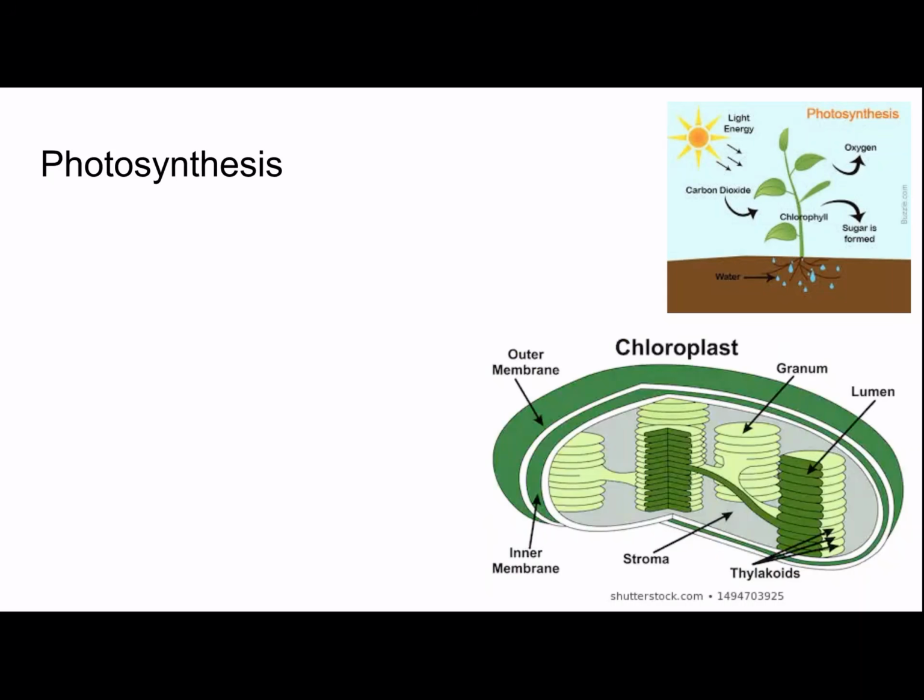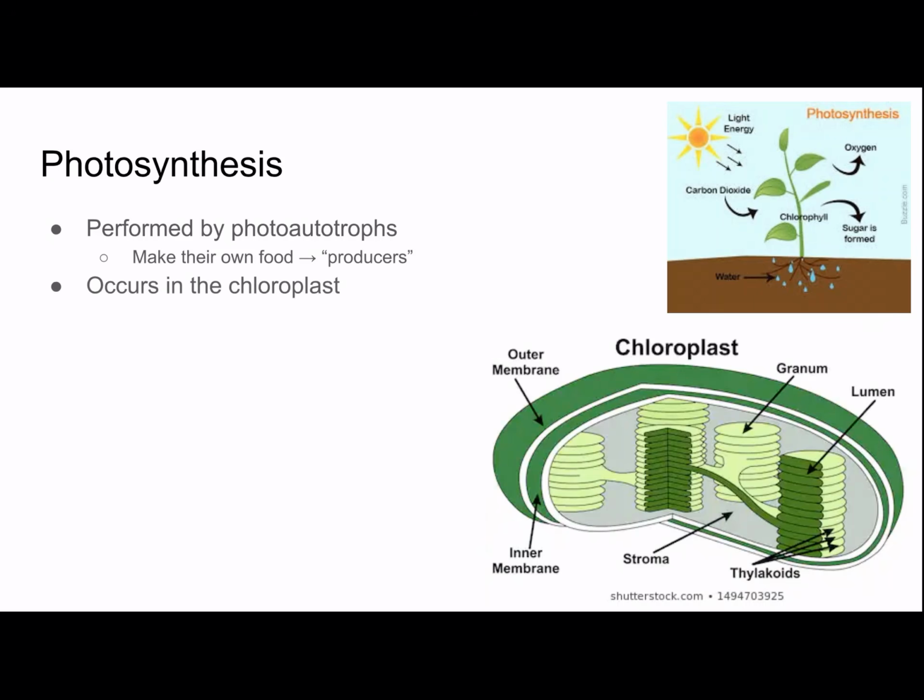Next, we have photosynthesis, which is performed by photoautotrophs. They're called photoautotrophs because they use light, so photo, and they're autotrophs because they make their own food. They're producers. Photosynthesis occurs in the chloroplast. There's a picture of one. And this is the formula for it.